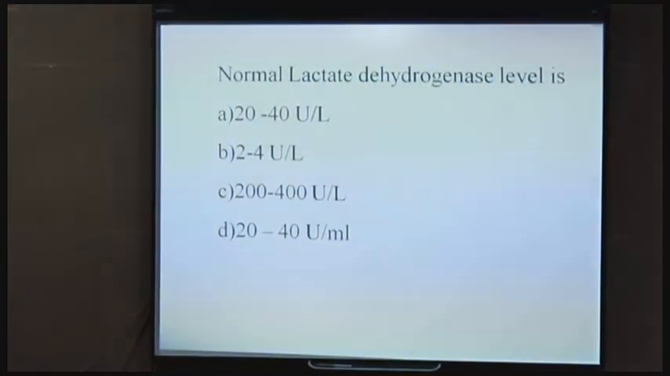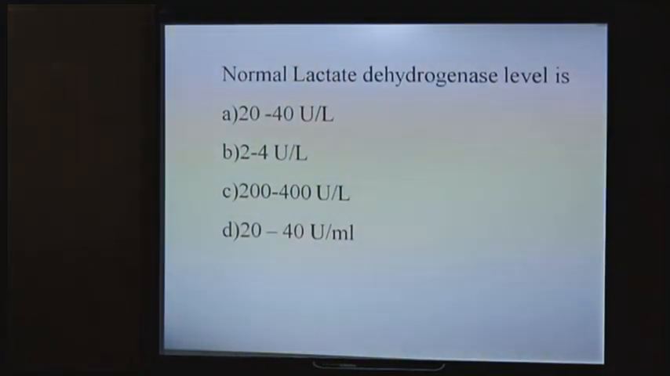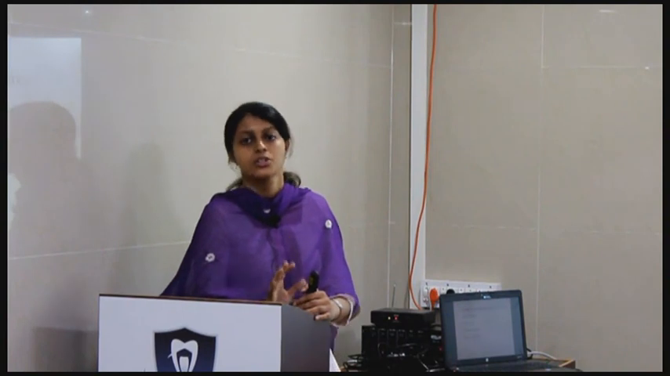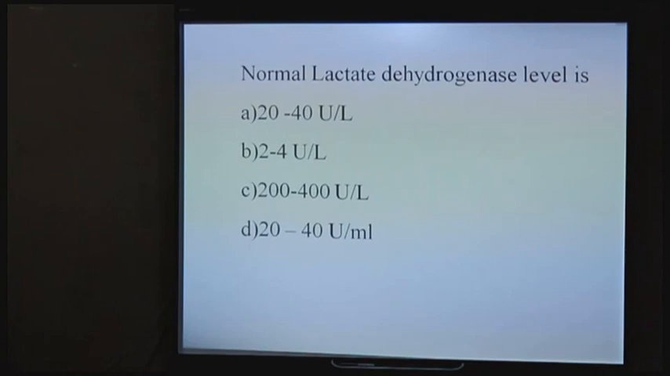Normal lactate dehydrogenase level. Whatever normal level you are reading, read it only from Burkitt's. Whatever level, it will be given like a tabular column in the 8th edition. 8th edition Burkitt's, you will be having a tabular column of normal values. You have a chapter on investigations. If I am not wrong, it's the 8th or the 9th chapter. So that chapter is exclusively only on investigations. Read the normal values only from that. 8th edition of Burkitt's. Normal lactate dehydrogenase level, where does your LDH increase?